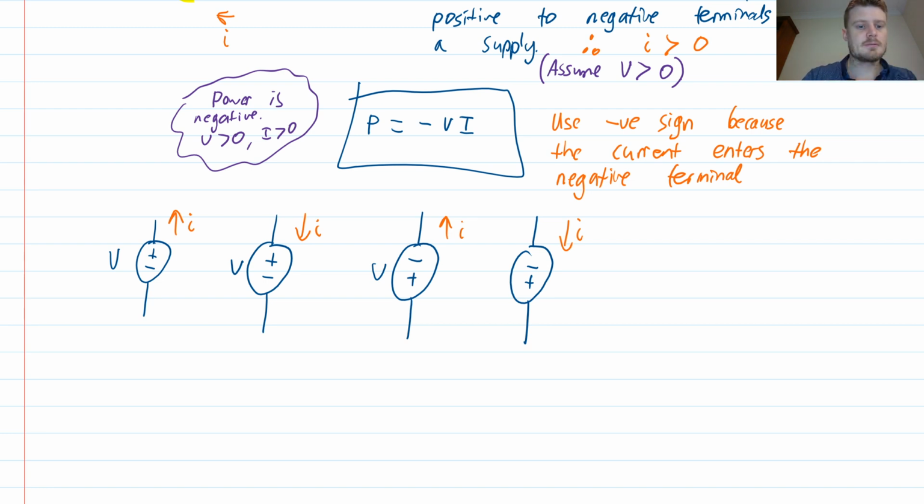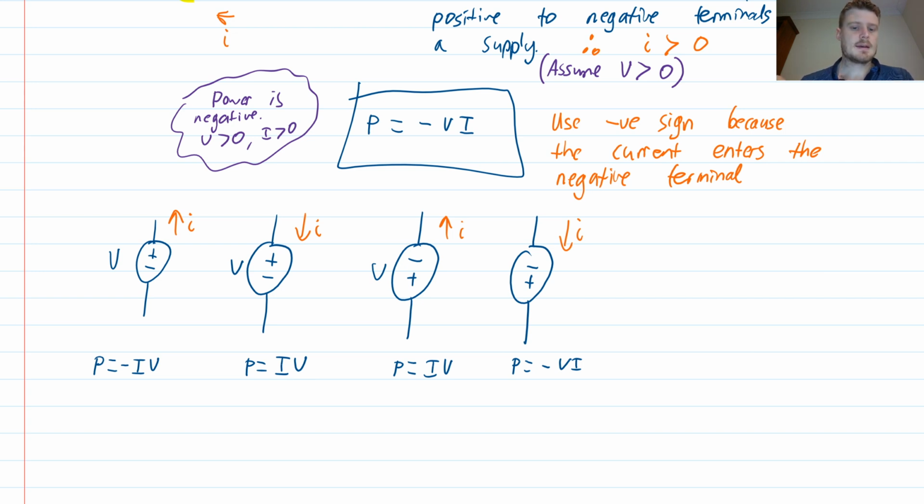So let's go through and write down what our equations will be. Here, it's negative IV because the current enters the negative terminal. Here, it's positive VI or IV. I'll write IV for consistency because it enters the positive terminal. Here, enters the positive terminal, so positive sign. Here, enters the negative terminal, so negative sign.